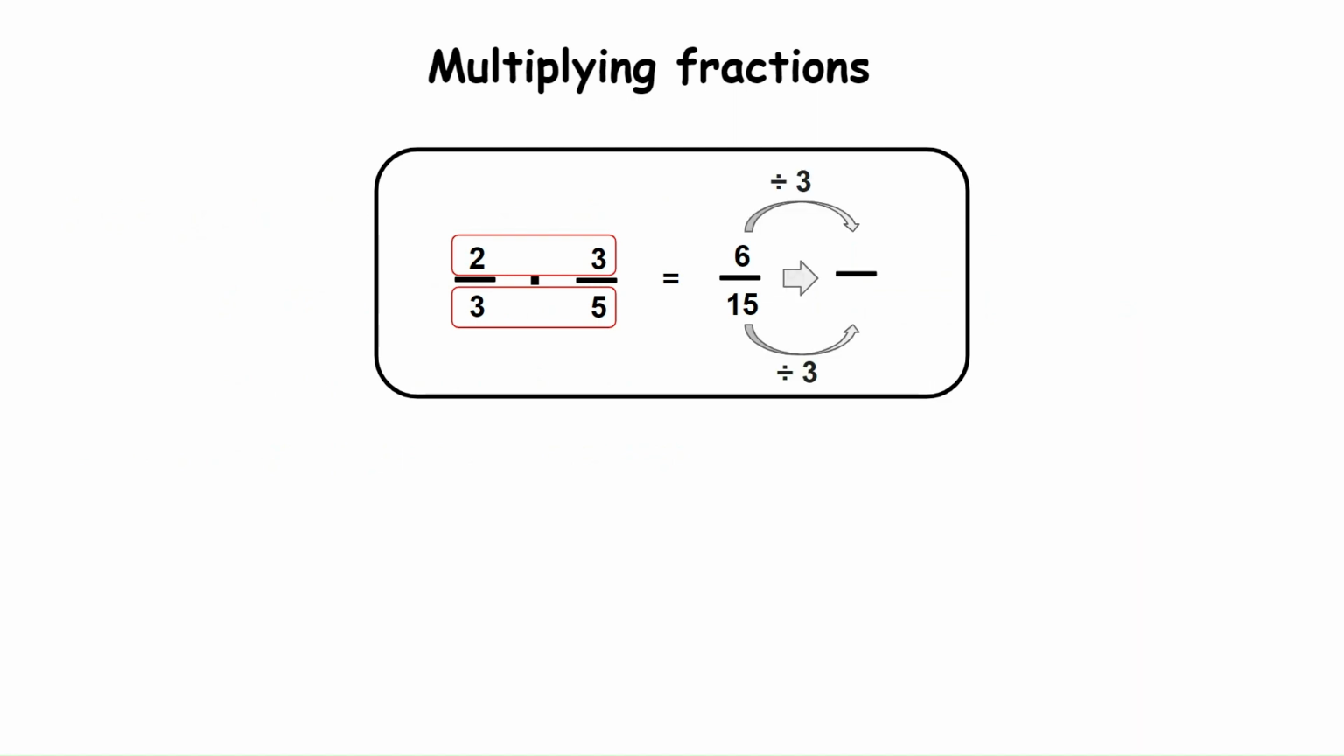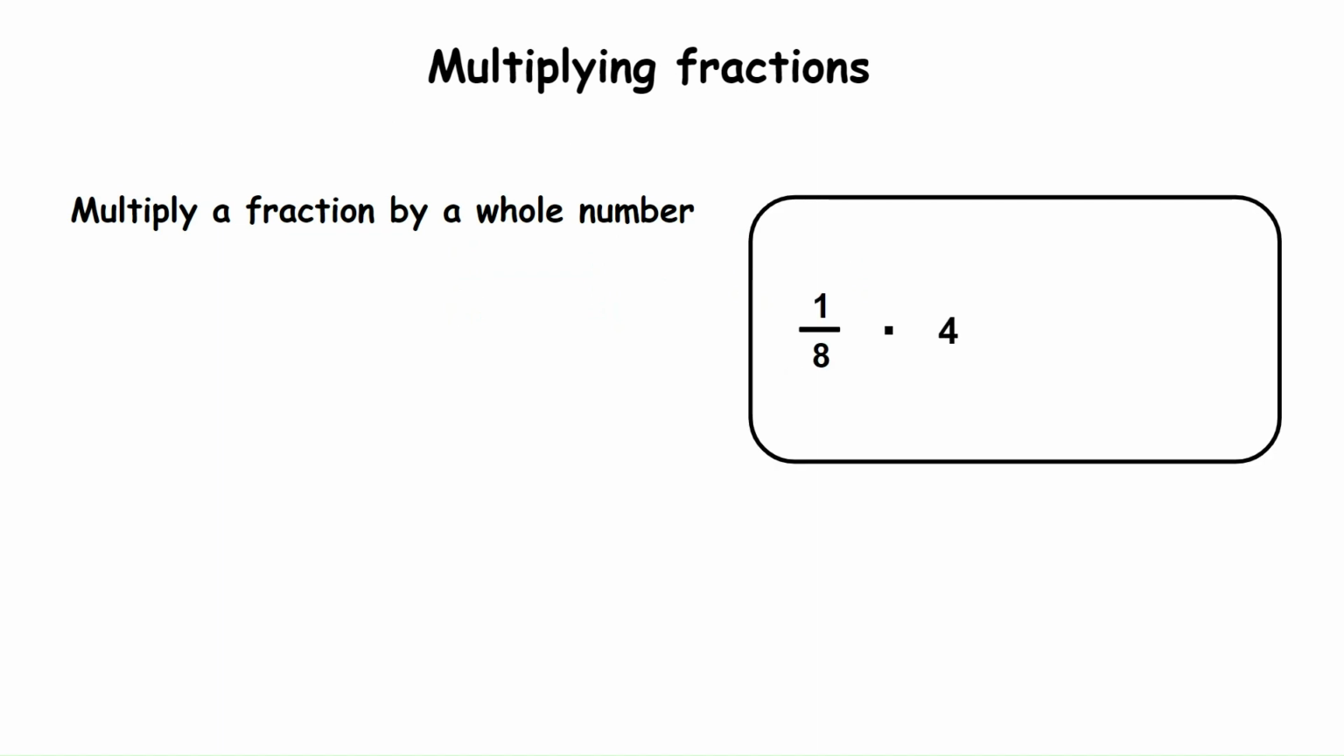Both numerator and denominator can be divided by 3. So let's divide. 6 divided by 3 equals 2, and 15 divided by 3 equals 5. So 2 over 3 multiplied by 3 over 5 equals 6 over 15, which can be reduced to 2 over 5. Excellent job. Now we're going to multiply fractions by whole numbers.